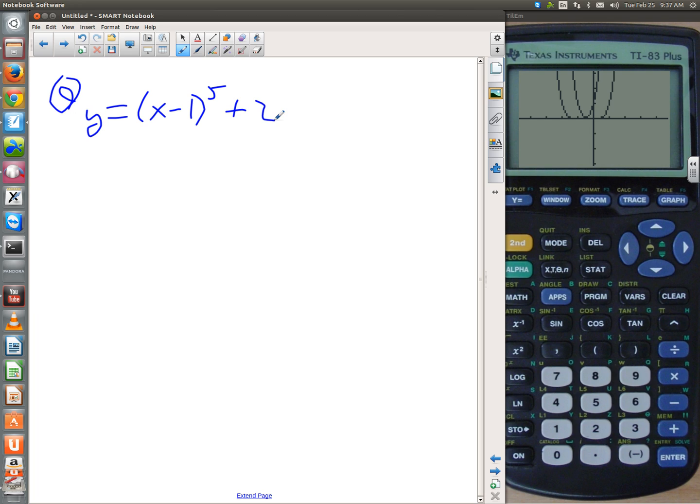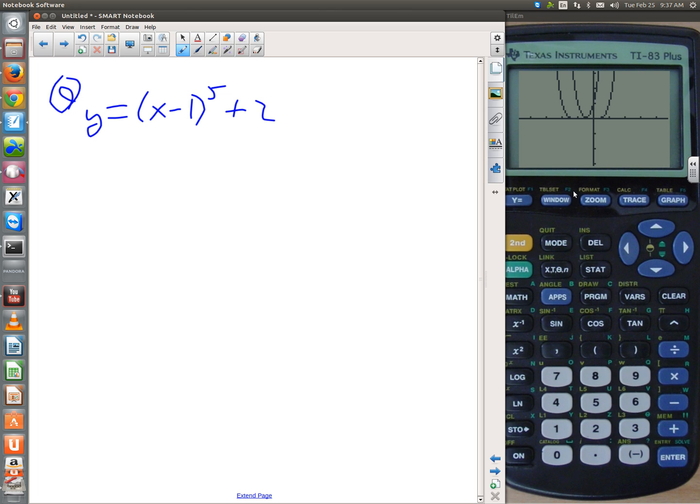All right, so who's the mother function? X to the fifth. Is that even or odd? Odd. So it has y-axis symmetry? No, origin symmetry, right. Okay, so it looks sort of like x cubed, sort of? Okay. What does the negative one do? Shift 1 to the right, horizontal translation to the right. And what does the plus 2 do? We're adding 2 to all the y values, shifting up, a vertical translation 2 units.